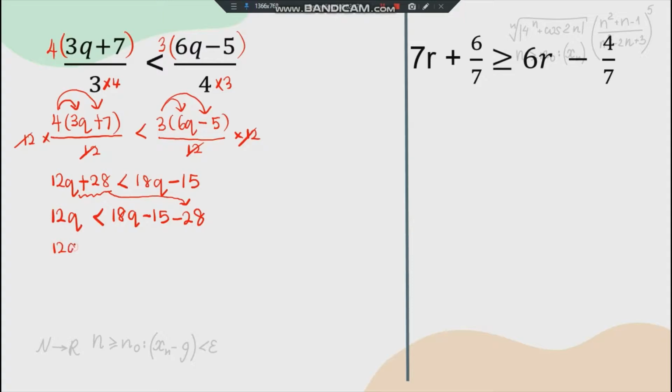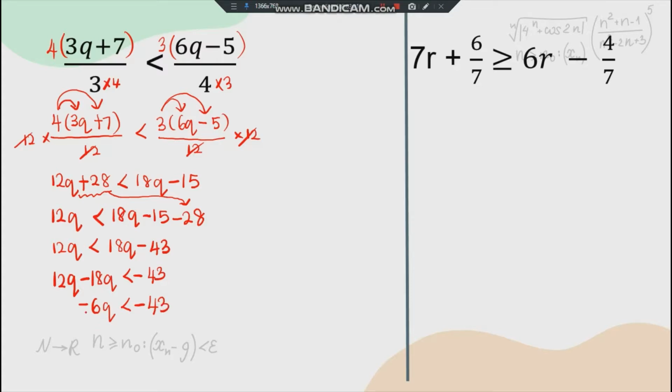So 12q less than 18q minus 43. So now we are solving the algebraic terms, which is 18q. 18q, we will bring it to the left hand side. It will become 12q minus 18q less than negative 43. So 12q minus 18q, you will get negative 6q less than negative 43.